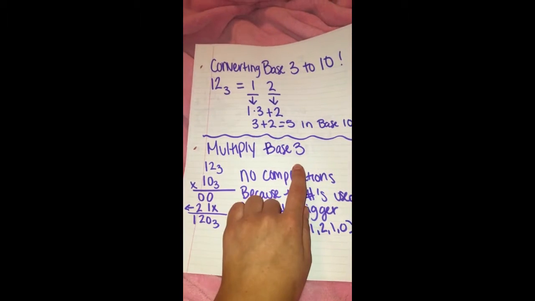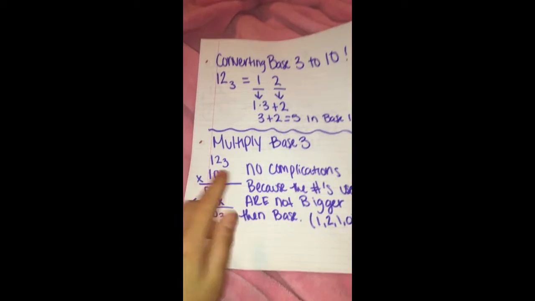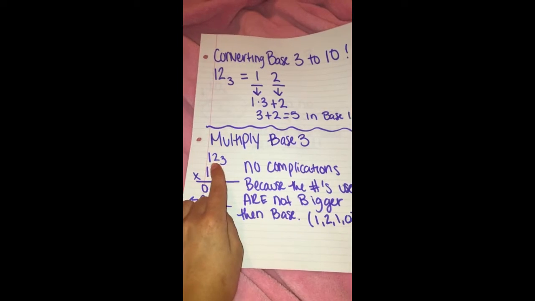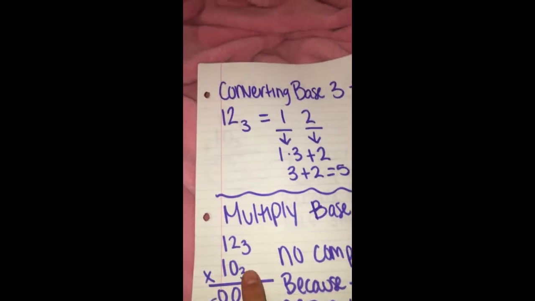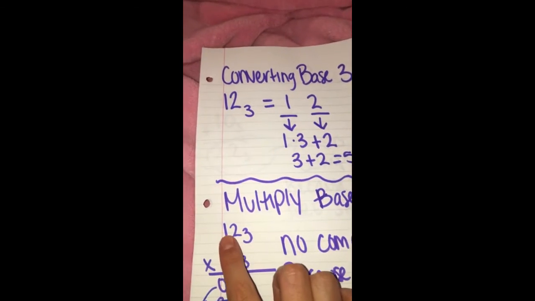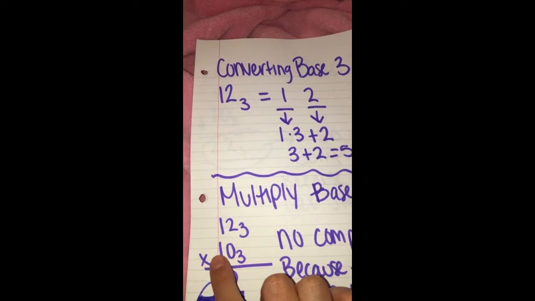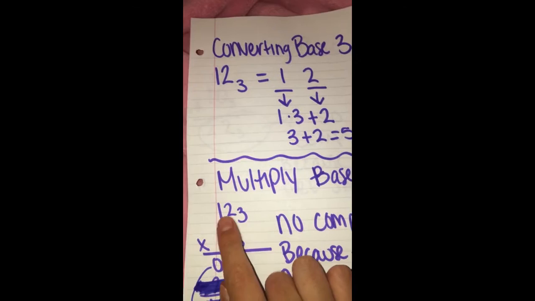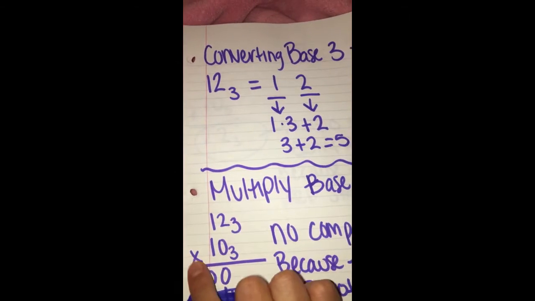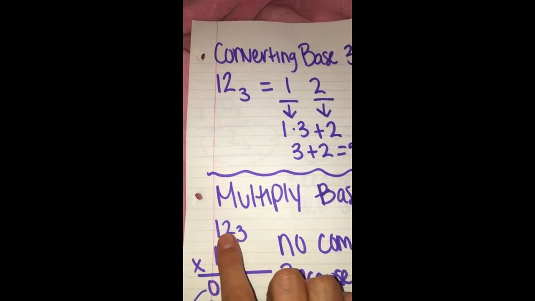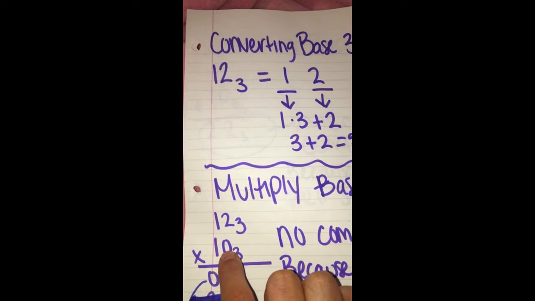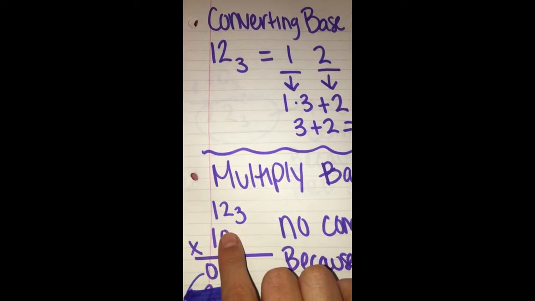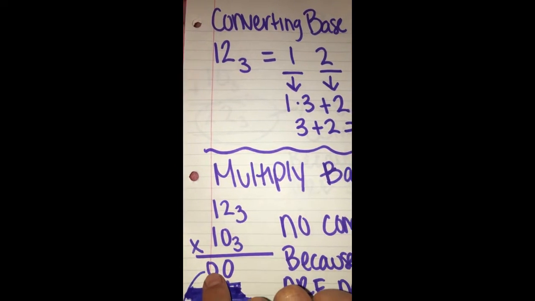Next, I will show you how to multiply in base of 3. I am again going to use small numbers. So I use 1 and 2, 1 and 0. So no complications, so it'll be super easy. 12 and 10 pretty much. So you are just going to basically multiply them. So you get 2 times 0 equals 0. 0 times 1 equals 0.